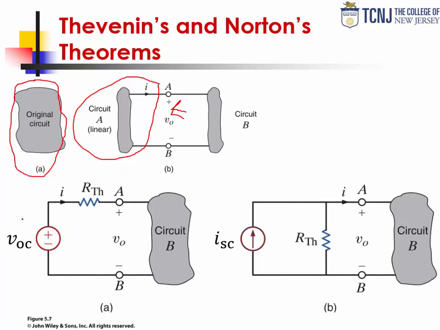So this is a schematic of the Thevenin's equivalent. I have this voltage source with a series resistor, and I have the Norton's equivalent, where I have a current source with a parallel resistor. The voltage source in the Thevenin's equivalent is called the open circuit voltage, and the current source in the Norton's equivalent is called the short circuit current.